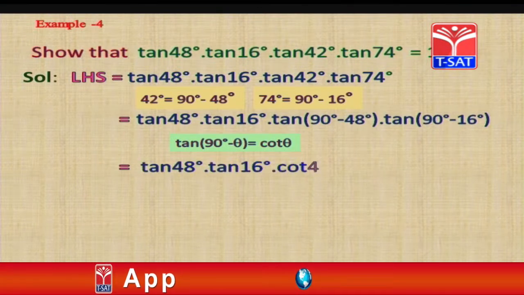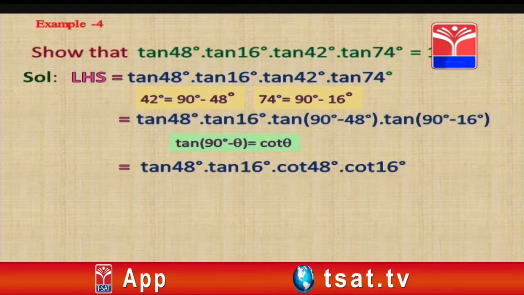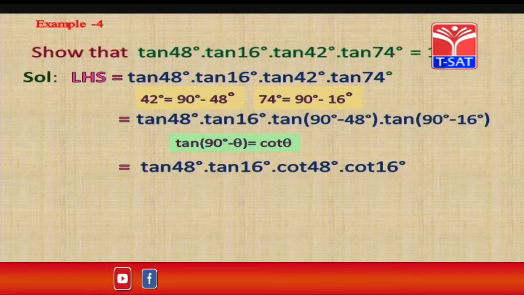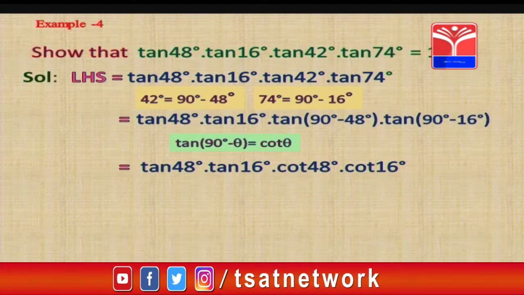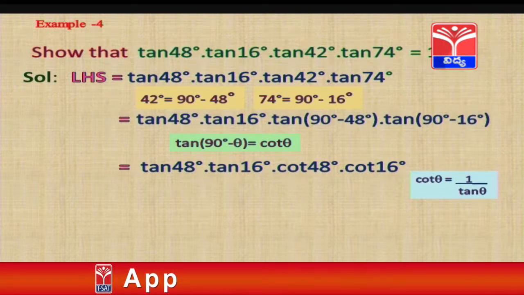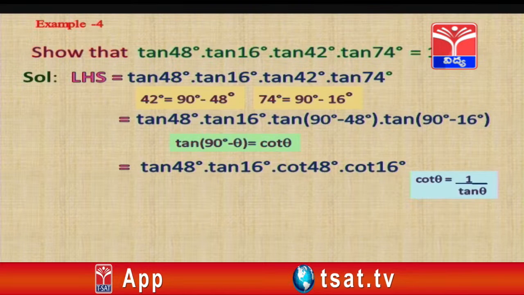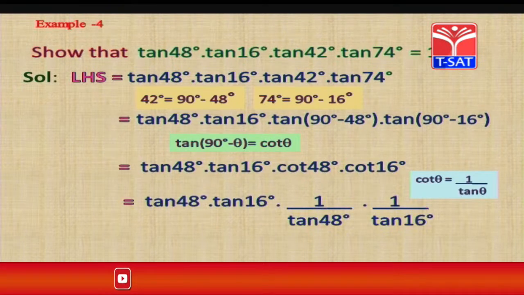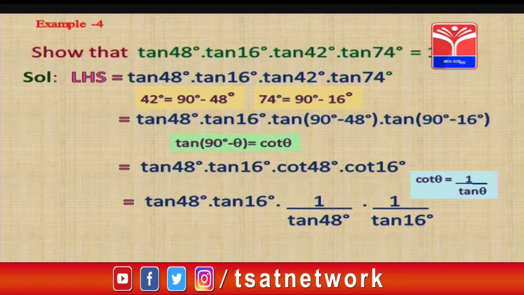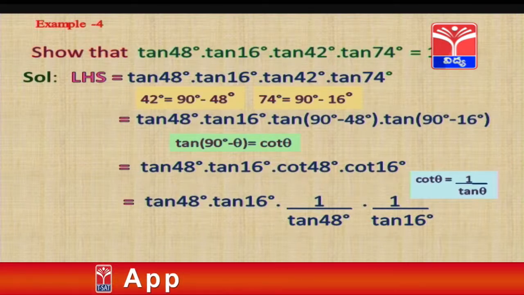So, now I am going to write here tan 48 degrees into tan 16 degrees into what happened? It became cot 48 into cot 16 degrees. But we know that cot is equal to 1 by tan. So, I will replace cot 48 and cot 16 by using tans. How do I write? Tan 48 into tan 16 degrees into cot 48, I wrote it as 1 by tan 48 degrees, into, similarly cot 16 I wrote it as 1 by tan 16 degrees.